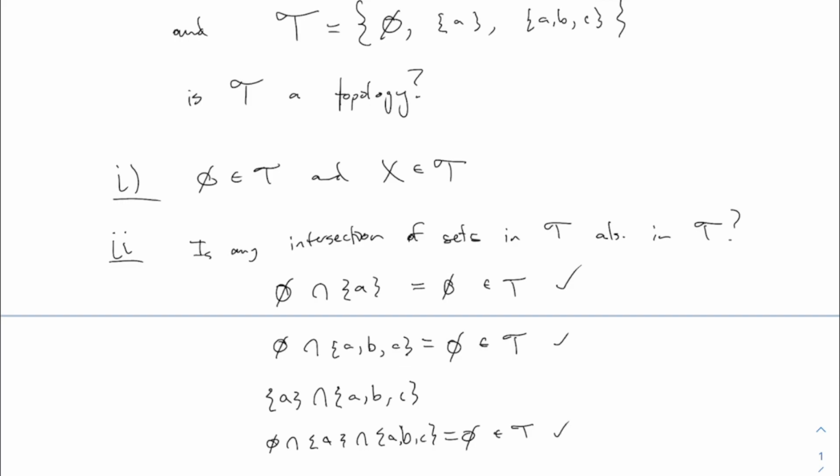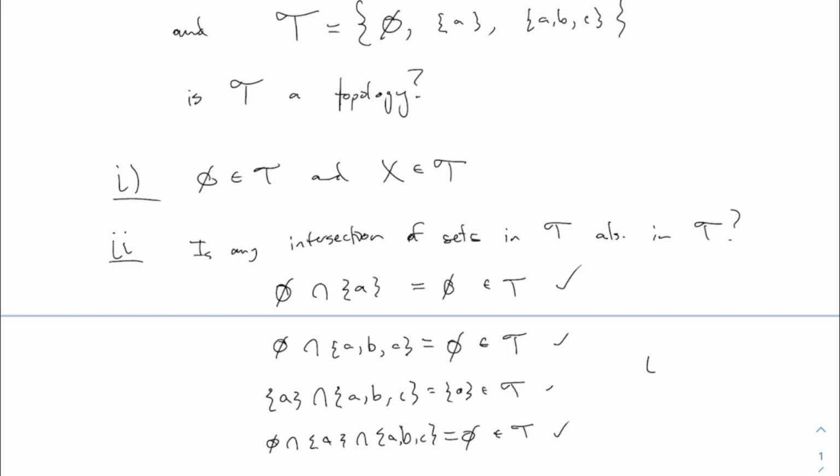A intersect A, B, C. What's the intersection of that? A. Yeah, just A. The set containing A, of course. And that is also in T. I can see it. It's in the list up here. All right. So this does satisfy property number 2. The finite intersections property is satisfied.